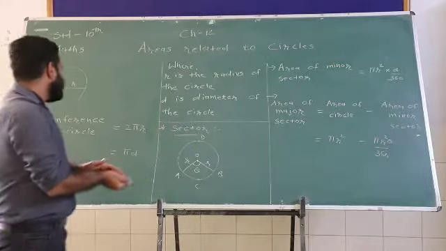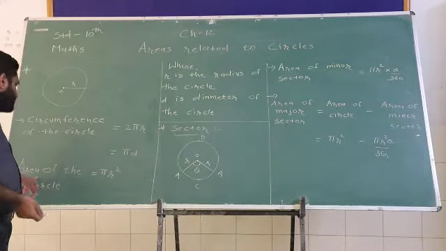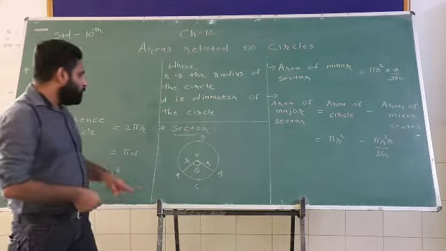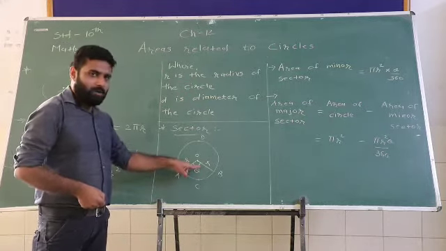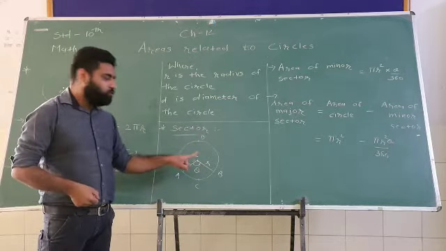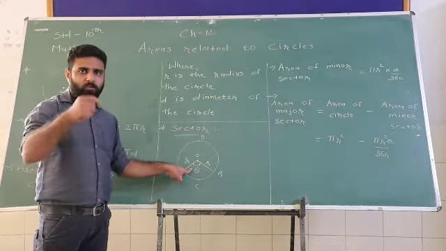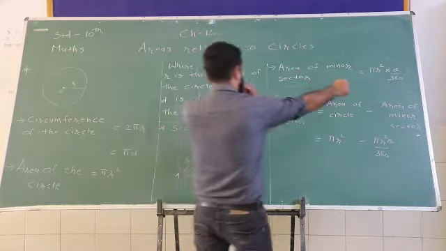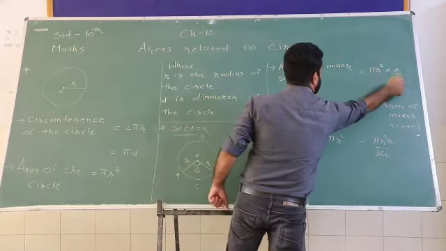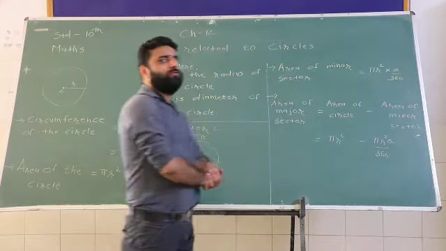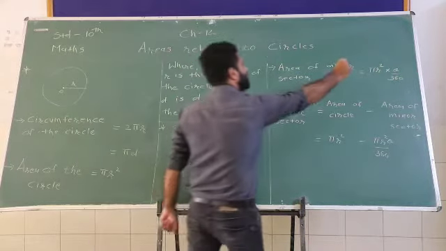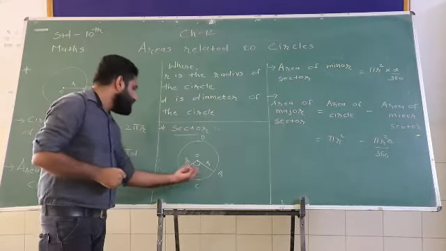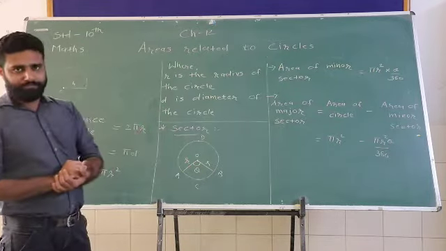See, what is the area of the whole circle? That is pi r square. Now you want only the angle theta. Out of the total 360, you want only theta. You want the area for angle theta. So that's why you write pi r square, but theta only out of 360. So the formula is pi r square theta by 360. That is the area of this minor sector.